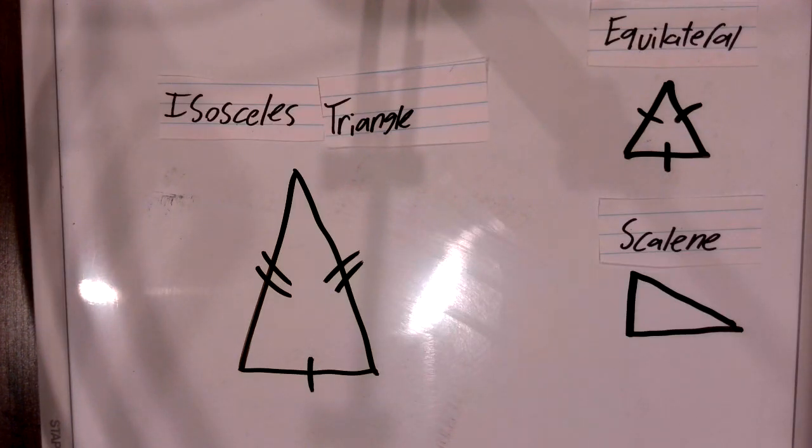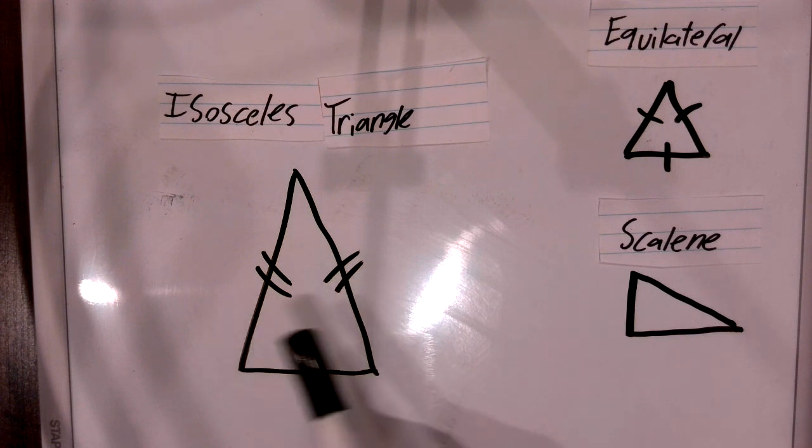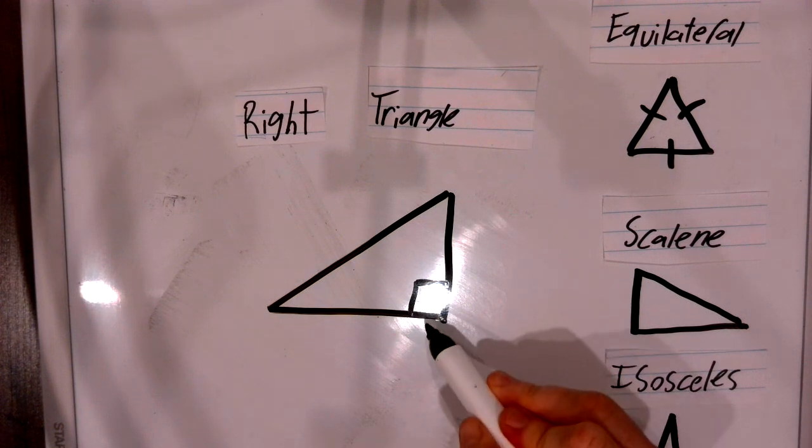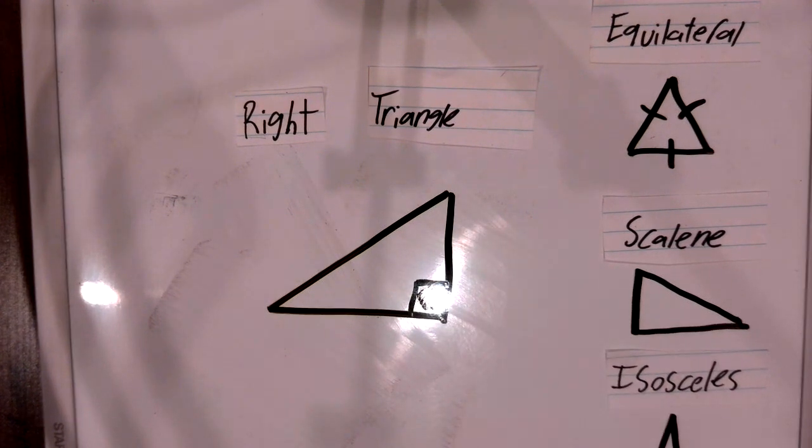An isosceles triangle is where 2 sides are the same length. So here we can see by these marks, these two sides are the same length. These two sides are congruent. And again, a right triangle is any triangle with a 90-degree angle on the inside.